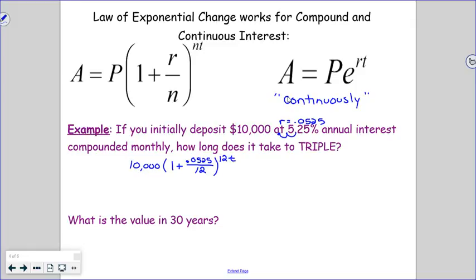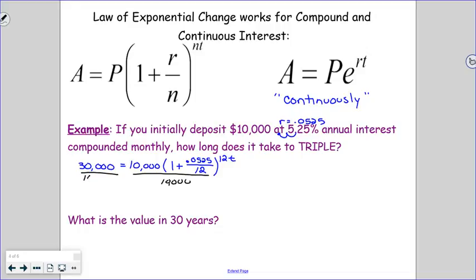Okay, well, if we start with $10,000, what's tripling? $30,000, right? So we want our ending amount to be $30,000. We solve this equation for T. Okay, this is where our calculators are going to come into play a little bit here. First of all, order of operations. I can divide by that 10,000 first. Get that out of there.